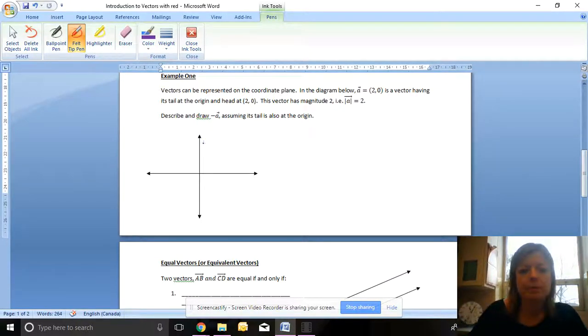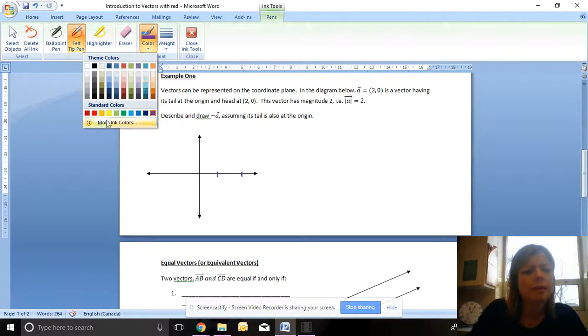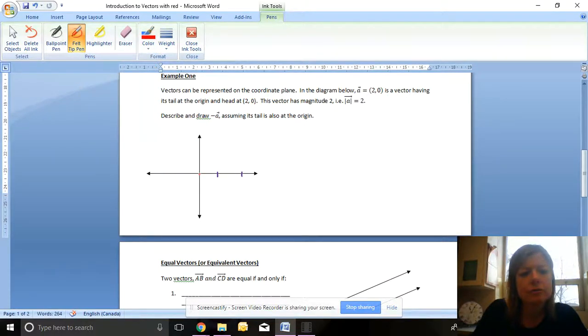So for example, if we have vector A being (2, 0), so let's just say this is 1 and this is 2. I can take a different color here and draw the vector (2, 0). And this would be vector A. Okay, so A, (2, 0), is a vector having its tail at the origin and its head at (2, 0). This vector has a magnitude of 2, okay, because it's right along there.